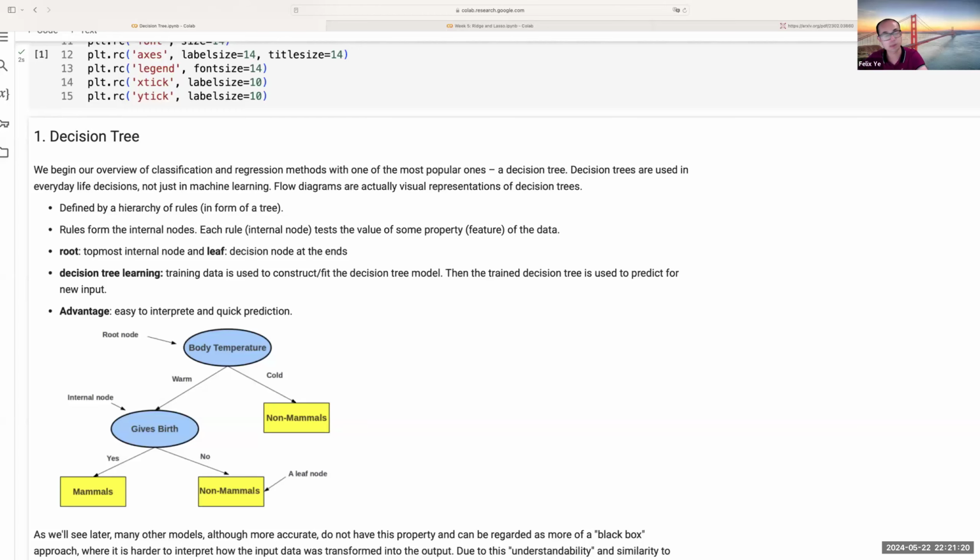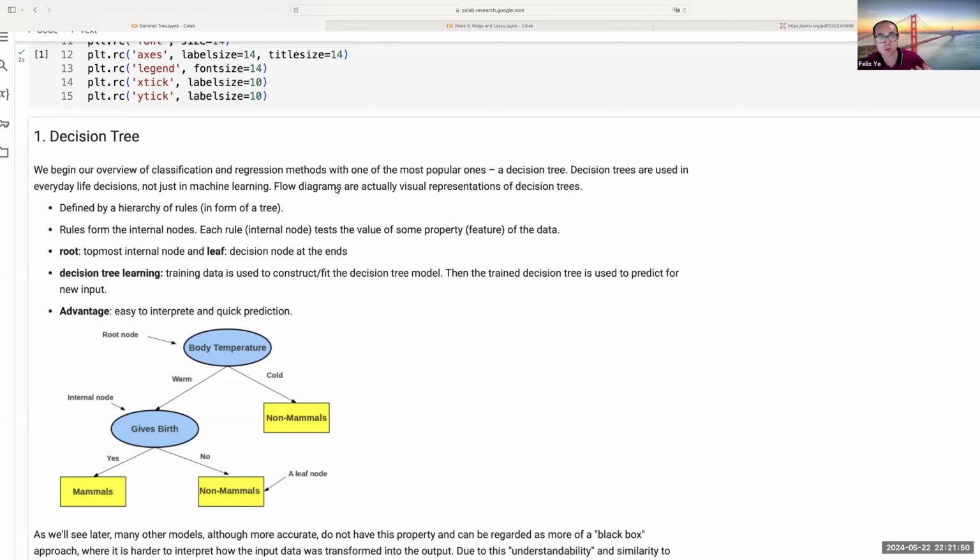Okay, so in this video, we are going to talk about one of the very famous machine learning models called a decision tree. This is one of the most popular ones, and we're going to talk about a little bit of theory underneath it, and some ideas on when we should use it and when we shouldn't. So basically, a decision tree is used in almost every day's decisions.